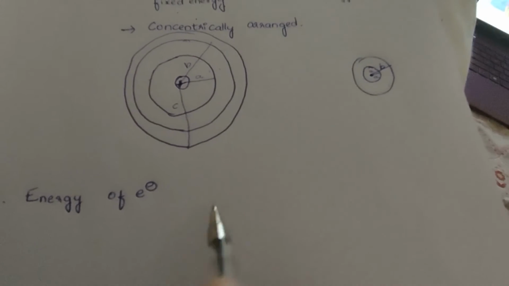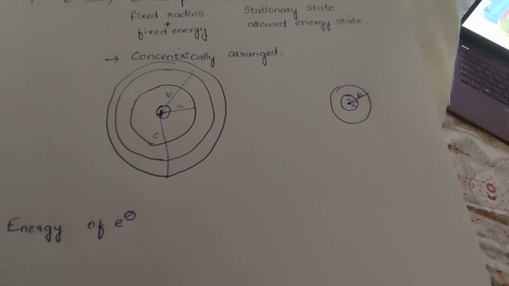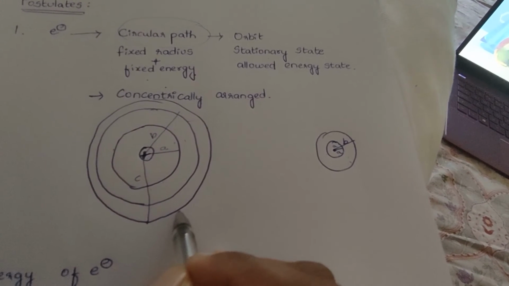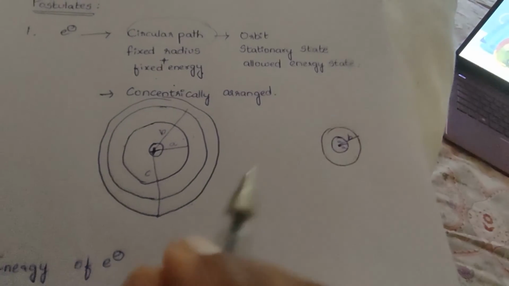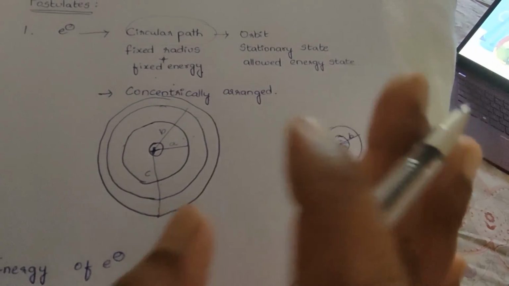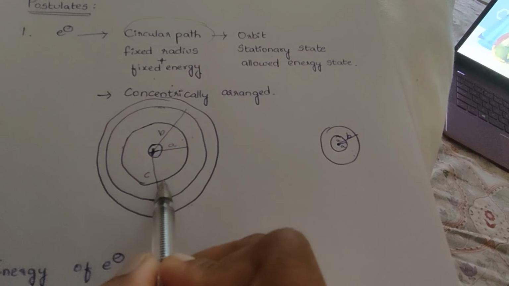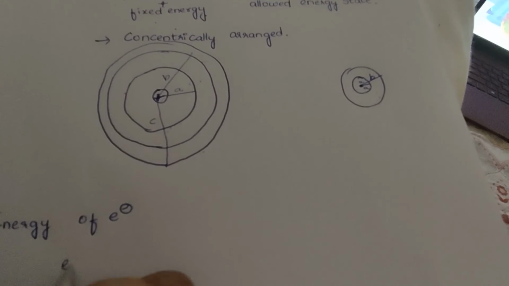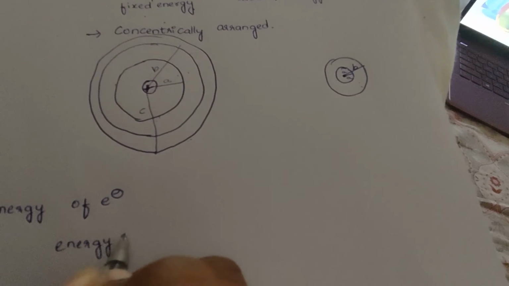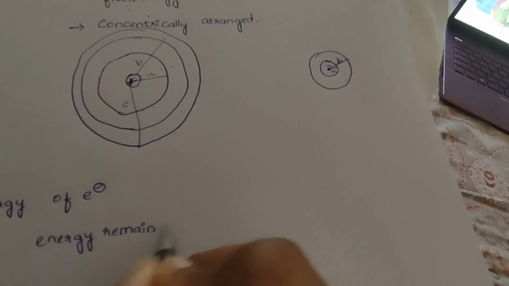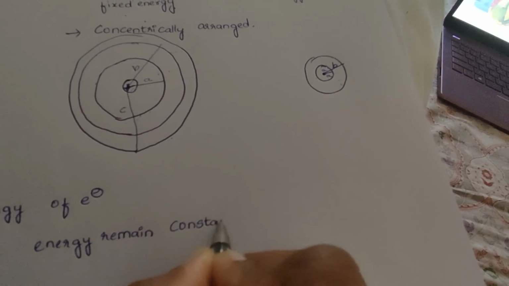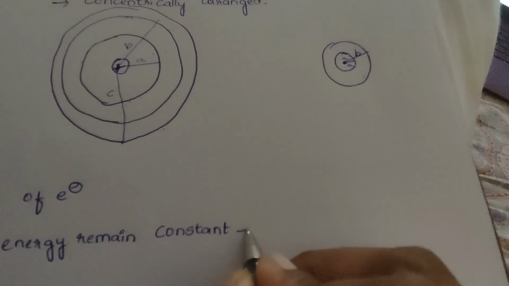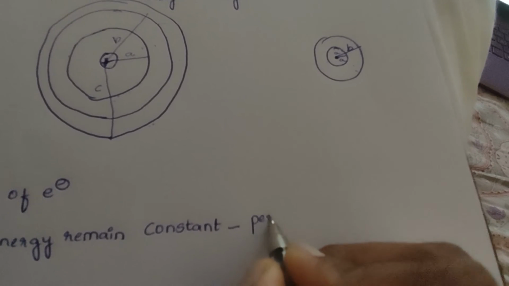Energy of electron. So here, as long as the electron is in a particular circular path, it will have a constant energy. The energy will not change as long as the electron occupies a certain orbit. See, energy remains constant, which means it will not have any change as long as it is in a particular orbit.